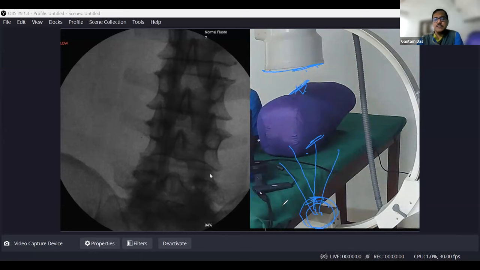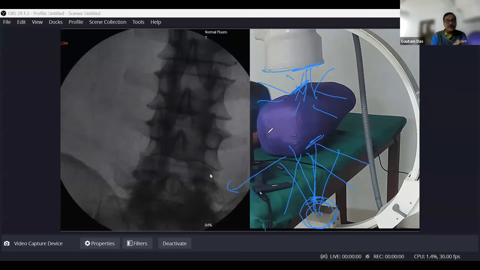Why? Because the important reason is scattered radiation. If it is kept below, the X-ray beam will be coming like that and it will be reflecting back, scattered, so that the persons around are not getting the radiation. Whereas if you put the X-ray tube above, what will happen? It will be coming like this and it will shower all the persons around it. So that is the reason why you should always keep the X-ray tube below and never above. Remember this very simple rule.